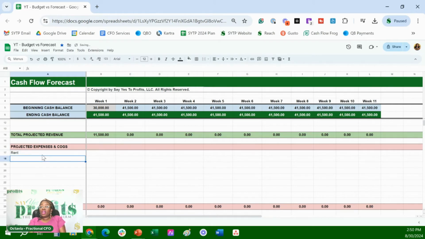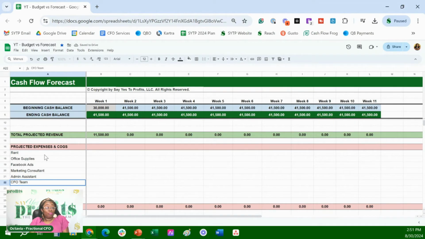But now you have expenses. So let's say you have rent, you have office supplies, you have Facebook ads, you have a marketing consultant that you have to pay, you have an admin assistant that you have to pay, and then you have your CFO team that you should have, right? So we're going to put those here because these are everyday expenses for your business, okay? And then let's say you have COGS and you have software. You signed a new client and this is your COGS software. So you're going to put that there too. So now let's put some numbers here.